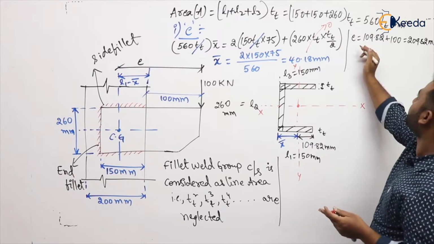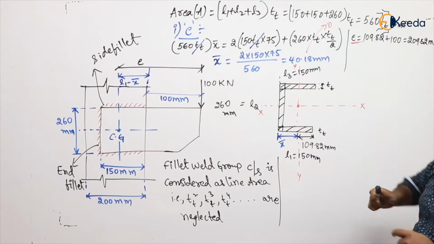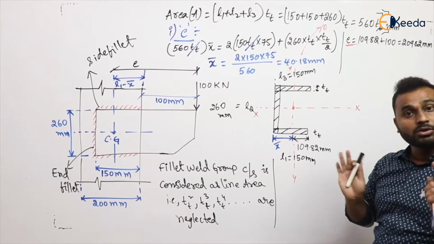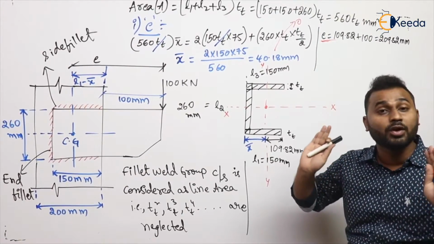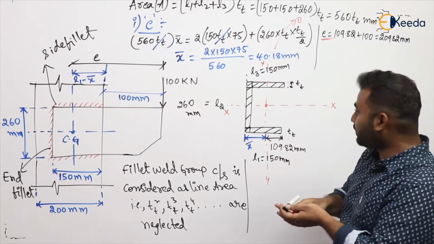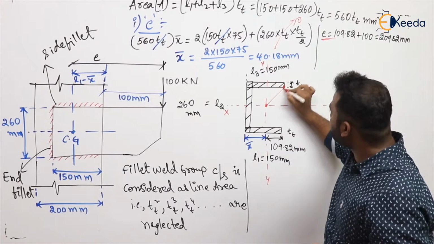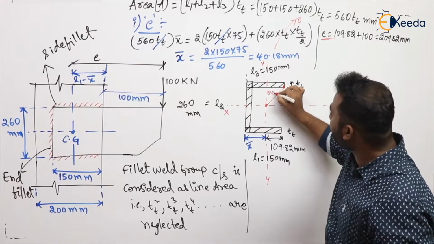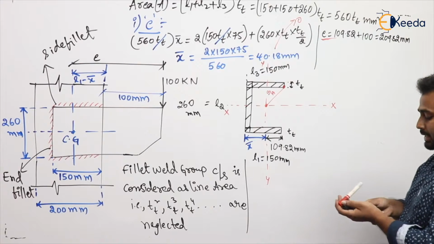Okay, this is the eccentricity. Clear? After finding the eccentricity, some other parameters also we need to calculate. What are those parameters? Maximum radial distance of that weld group from CG. As already discussed in the theoretical part, this is the point where we can find maximum radial distance, right? So this is RA. How to calculate that RA?